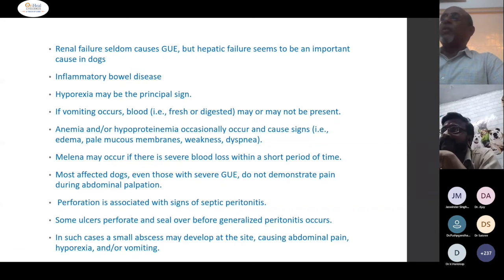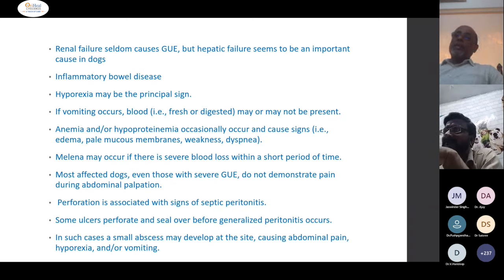Perforation is associated with signs of septic peritonitis. Sometimes this erosion can go on to perforation and cause severe septic peritonitis. Some ulcers perforate and seal over before generalized peritonitis occurs. In such cases, a small abscess may develop at the site, causing abdominal pain.